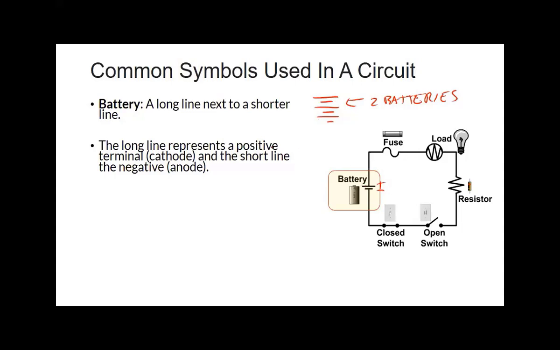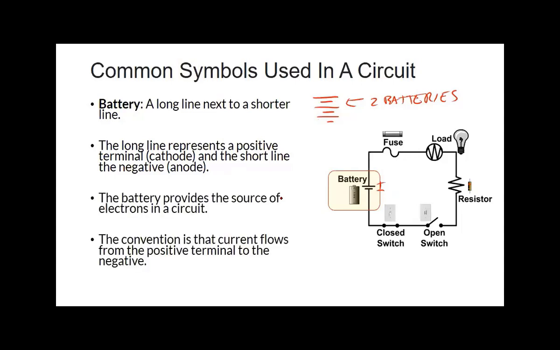We call the positive terminal a cathode. We call the negative terminal an anode. I'm not going to be very particular with my definitions from my class. But they're going to provide the source of electrons.